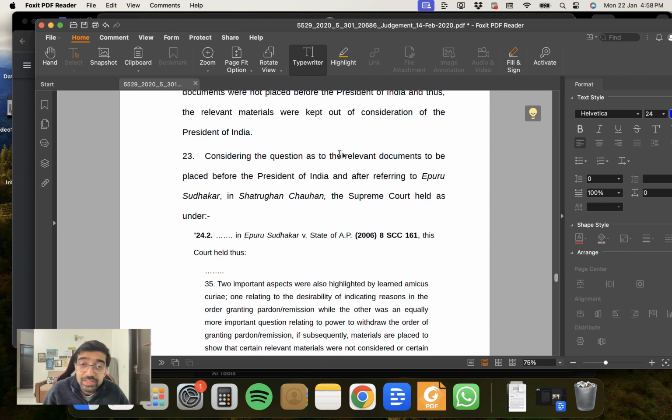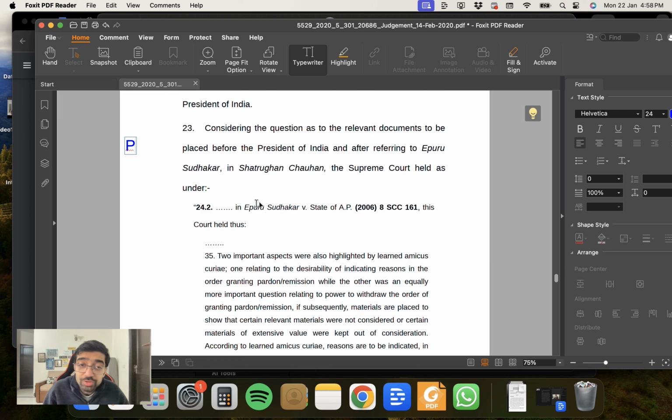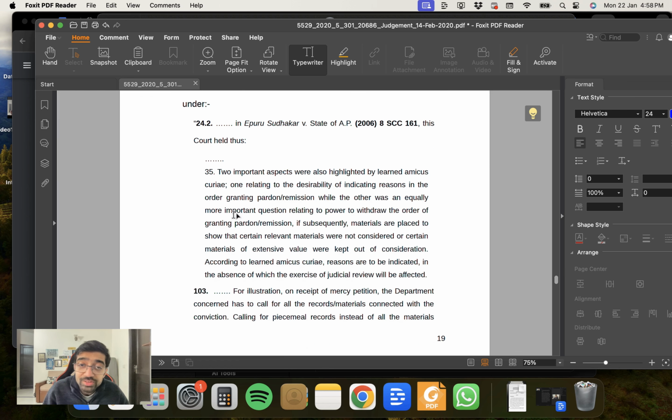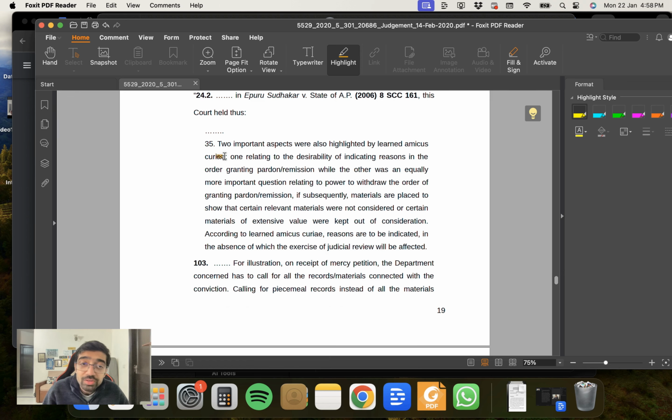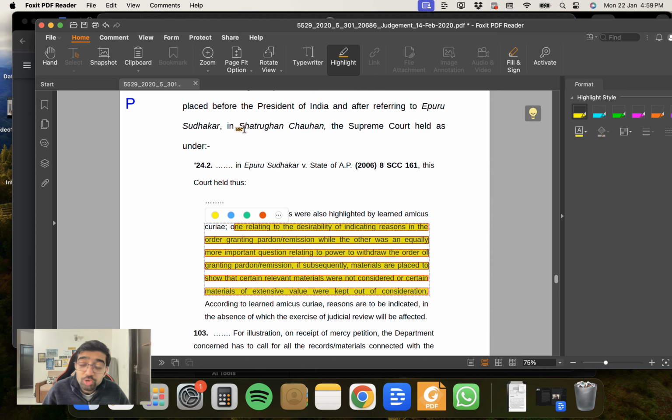See, again, here they are citing the precedent of Shatrughan Chauhan. Now, this I will read, okay? Shatrughan Chauhan, they have said this. One relating to, so what are the reasons for review of the mercy petition by the court? So it says that there should be reasons, firstly. So it says that whether there should be reasons communicated and whether materials were placed for consideration. Now I know. So they are citing Shatrughan Chauhan, in which a Puru Sudhakar case was cited.